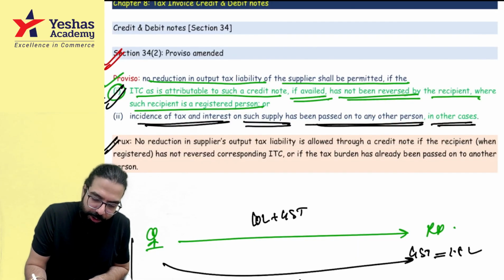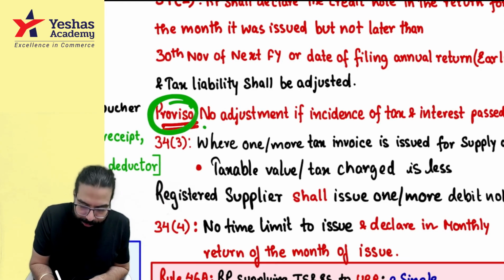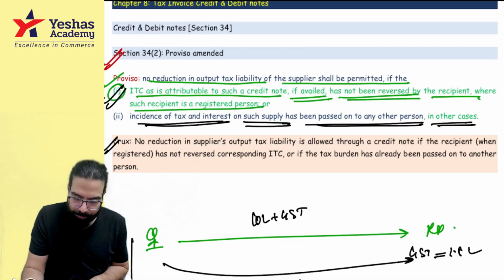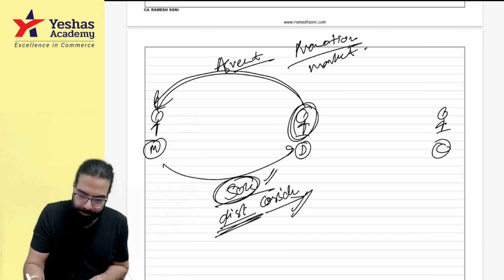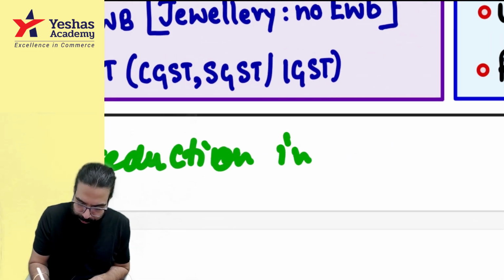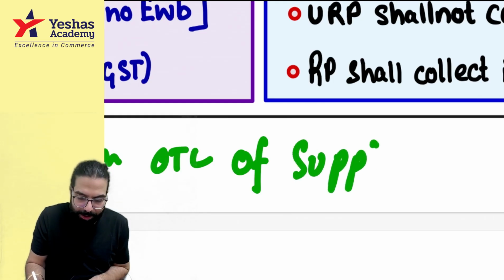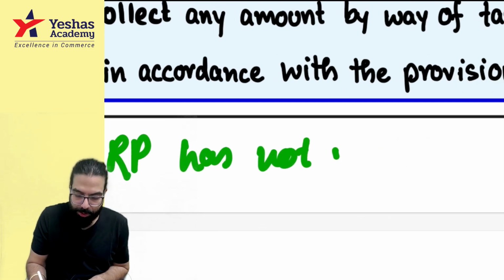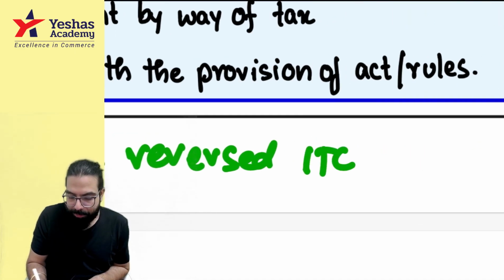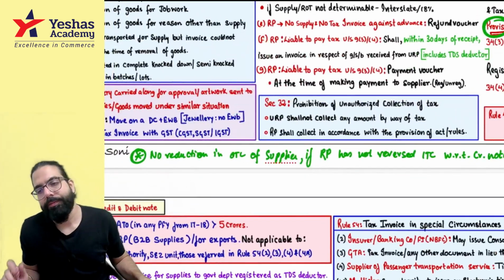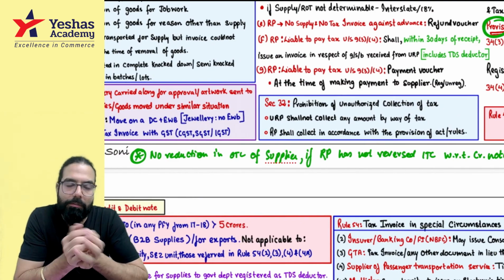Sir, any impact? Nothing, Baba. In your chart book, you can add that this proviso which is there, this is the second point now. First point, you can write it down and keep over here: no reduction in output tax liability of supplier if registered person has not reversed ITC with respect to credit note. That's all. Simple one-liner amendment. Sir, any change in any question answer? Nothing. There is no change.